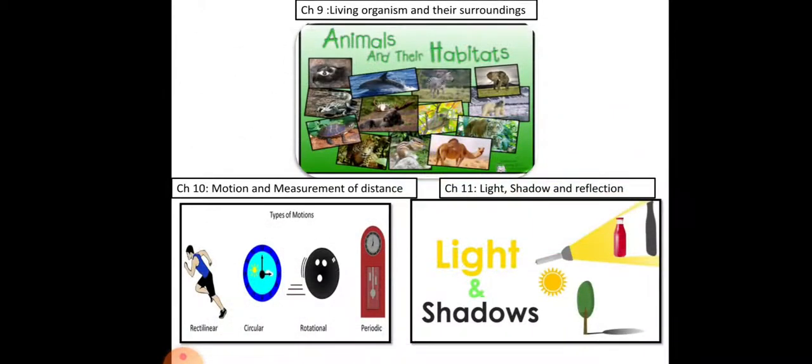And the next chapter is Living Organisms and Their Surroundings. In this chapter we learn about animals and how they adapt themselves to the climate. And the next chapter is Motion and Measurement of Distances. In this chapter we learn about types of motion: oscillatory, circular, periodic and linear motions. And the next chapter is Light, Shadows and Reflections.